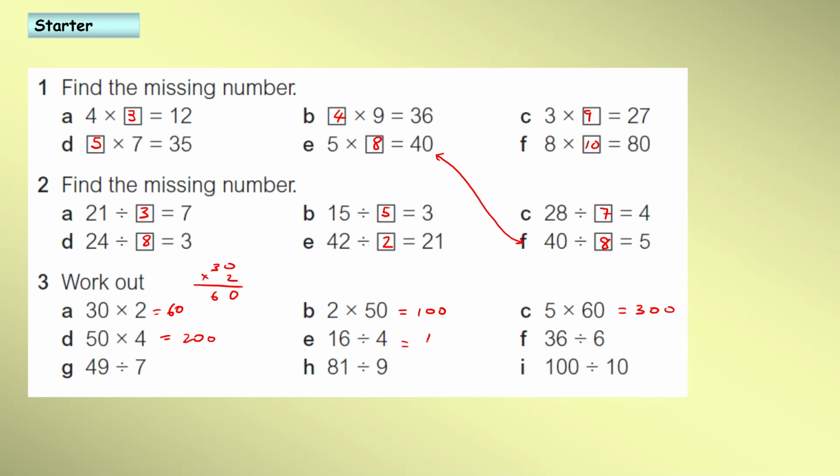16 divided by 4 is 4. What's special about 16? Why have I drawn a square around it? 36 divided by 6 is 6. Because 6 times 6 gives me 36. So what do we say about these numbers that I'm drawing squares around? I'm going to draw a square around this one as well. 49 divided by 7 is 7. There's another one I'm going to draw a square around. 81 divided by 9 is 9. And 100 divided by 10 is 10. Okay? Because 10 times 10 gives me 100.